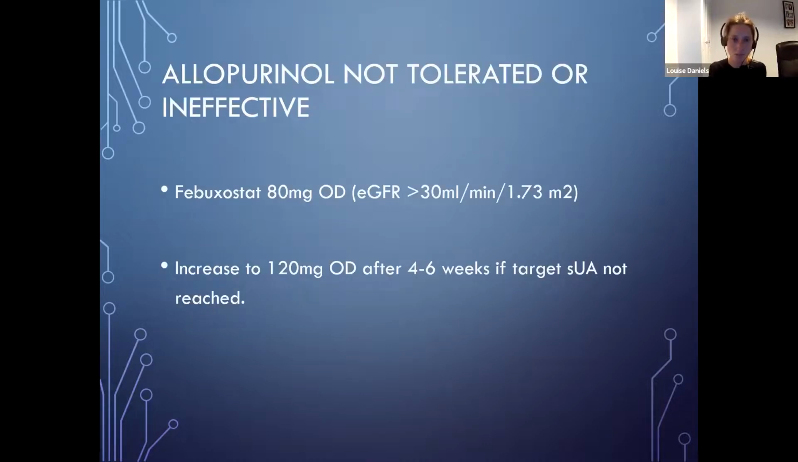If your patient is unable to tolerate allopurinol, the alternative that's easily available is febuxostat. The dosing here is more simple, so 80 milligrams once daily can be used safely in anyone with an eGFR over 30. And if they continue to have a serum uric acid level above 300 after 4 to 6 weeks, you increase the dose to 120 milligrams once daily. And that's it. There's just 2 doses, 80 increasing to 120.